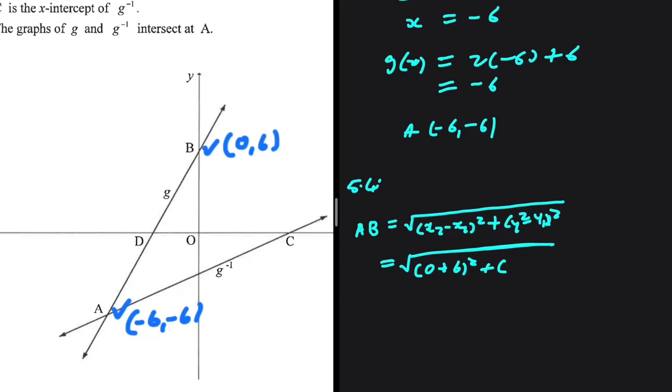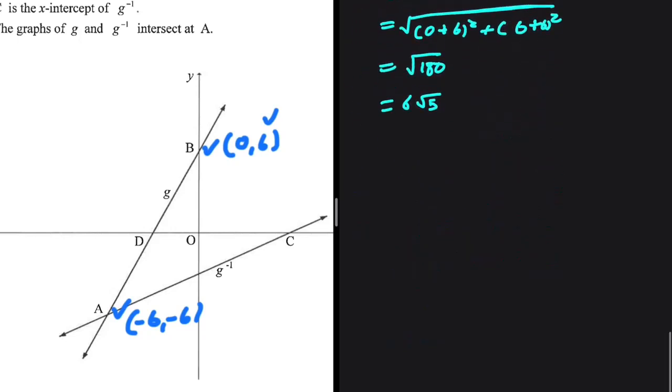Y2, the y value of B is 6. So that will be 6 minus 6. So that is 6 plus 6 squared. So this will be 6 squared, 36, and then 12 squared, 144. 144 plus 36, 180. So AB is equals to square root of 180. Obviously, you can further simplify that and get 6 square root of 5.